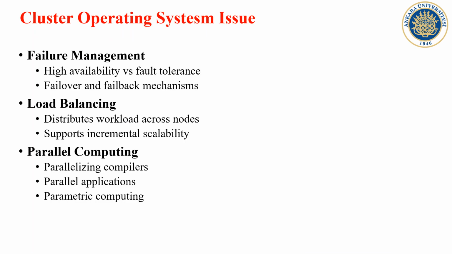And these slides summarize the key operating system functions required to fully exploit a cluster. First, failure management. Clusters can be designed for high availability or full fault tolerance. In highly available clusters, ongoing requests may be lost during a failure, but new requests are redirected to another node. Fault-tolerant clusters go further by ensuring continuous access through redundant disks and transaction recovery mechanisms.